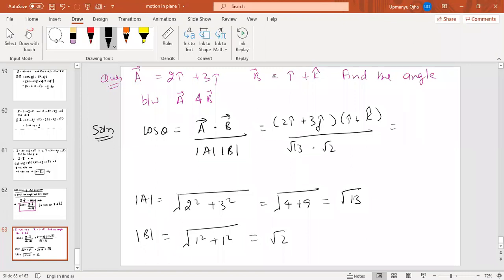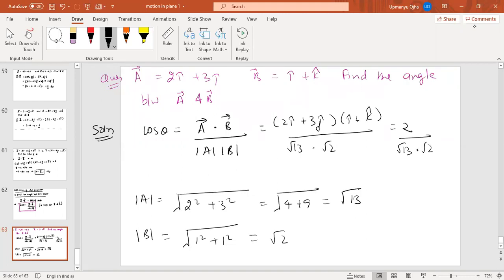Okay. So you see here 2 I cap into I cap will be 2, because I cap should be multiplied with I cap. So 2 into 1 is 2 plus 3 into J cap. But here there is no J cap, which means 0 J cap. So 3 into 0 will be 0. Correct now? Then 0 into k cap will be 0. Okay. So we get 2 divided by root 13 into root 2.